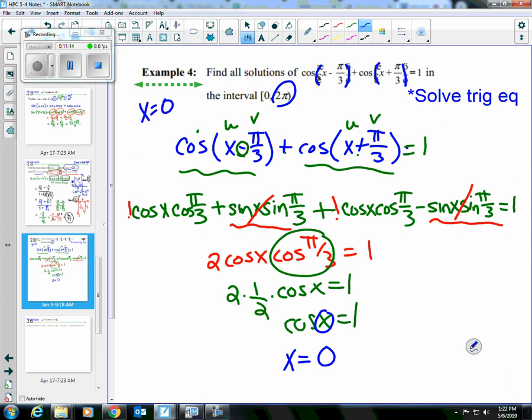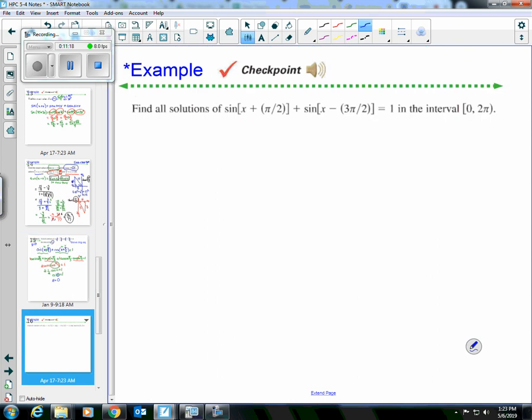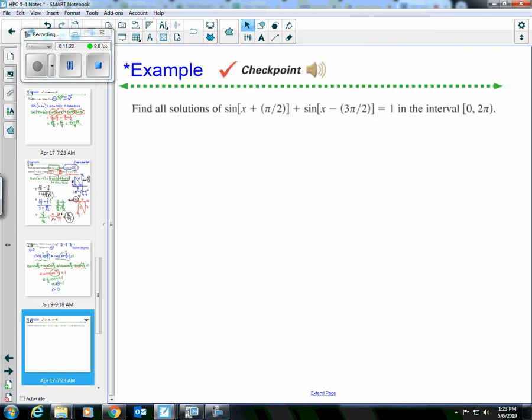So that's 0 radians, 0 degrees. Using the sum and difference formulas can help us solve equations as well. So let's do that one more time. Very similar. See if you can give this one a whirl. Maybe pause the video, see where you would start, and then see if we can solve.